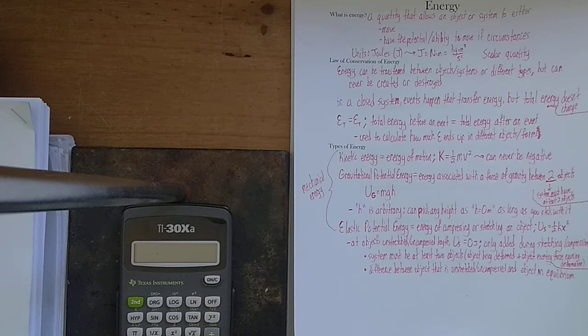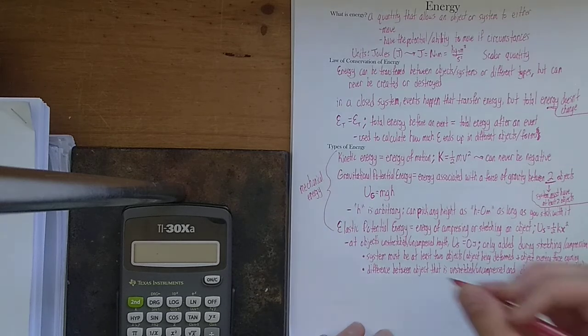Something that has a spring constant of 100 newtons per meter is much easier to stretch. It would take 100 newtons to stretch it 1 meter, compared to something that has a spring constant of 1,000 newtons per meter. It takes 1,000 newtons to get that object to stretch 1 meter. And as always, recall that this equation is different from the spring force equation. Spring force is Fs equals Kx. This is Us, the elastic potential energy, equals 1/2 Kx squared.